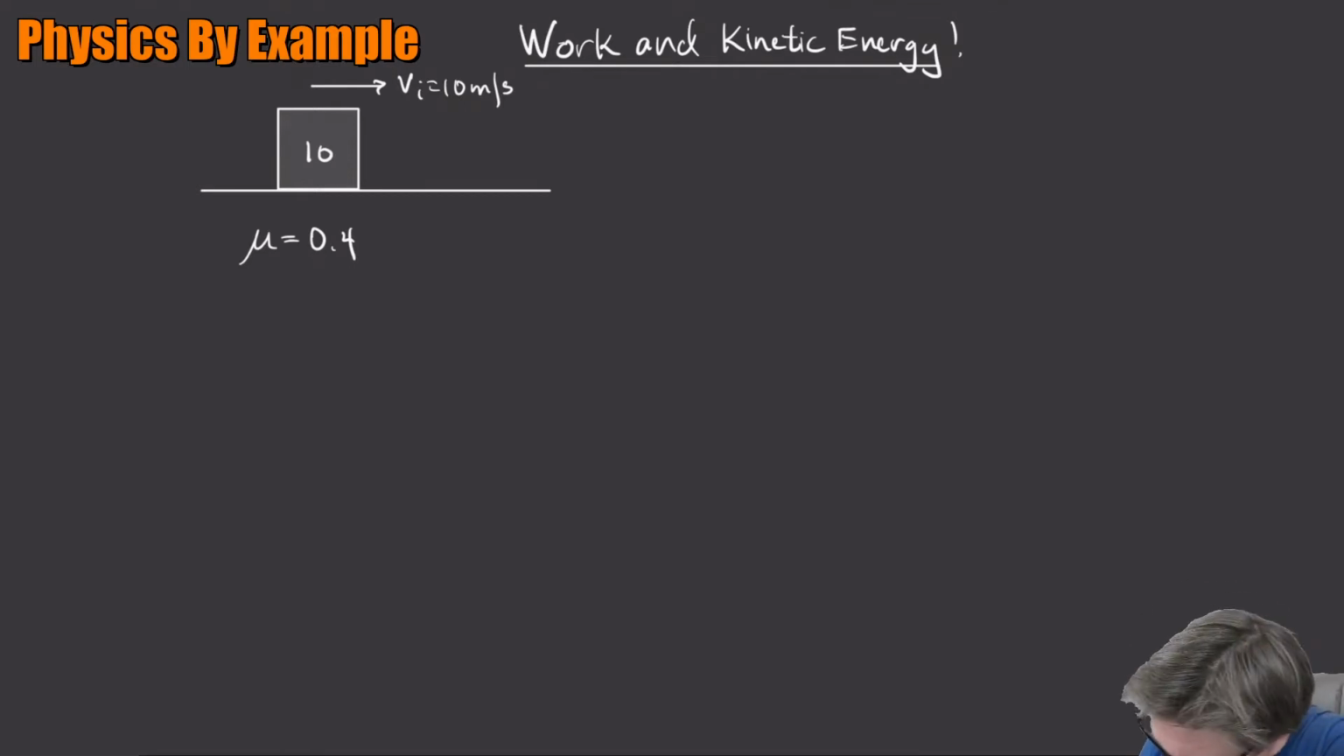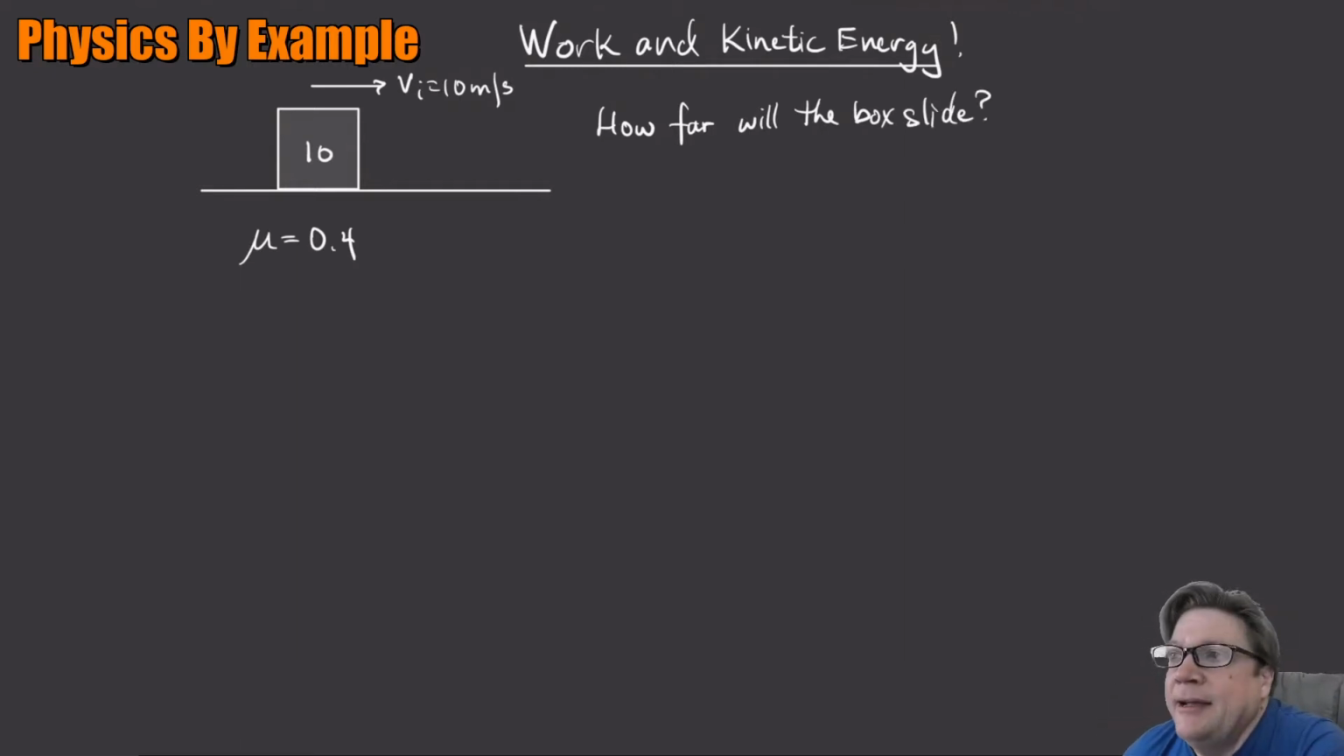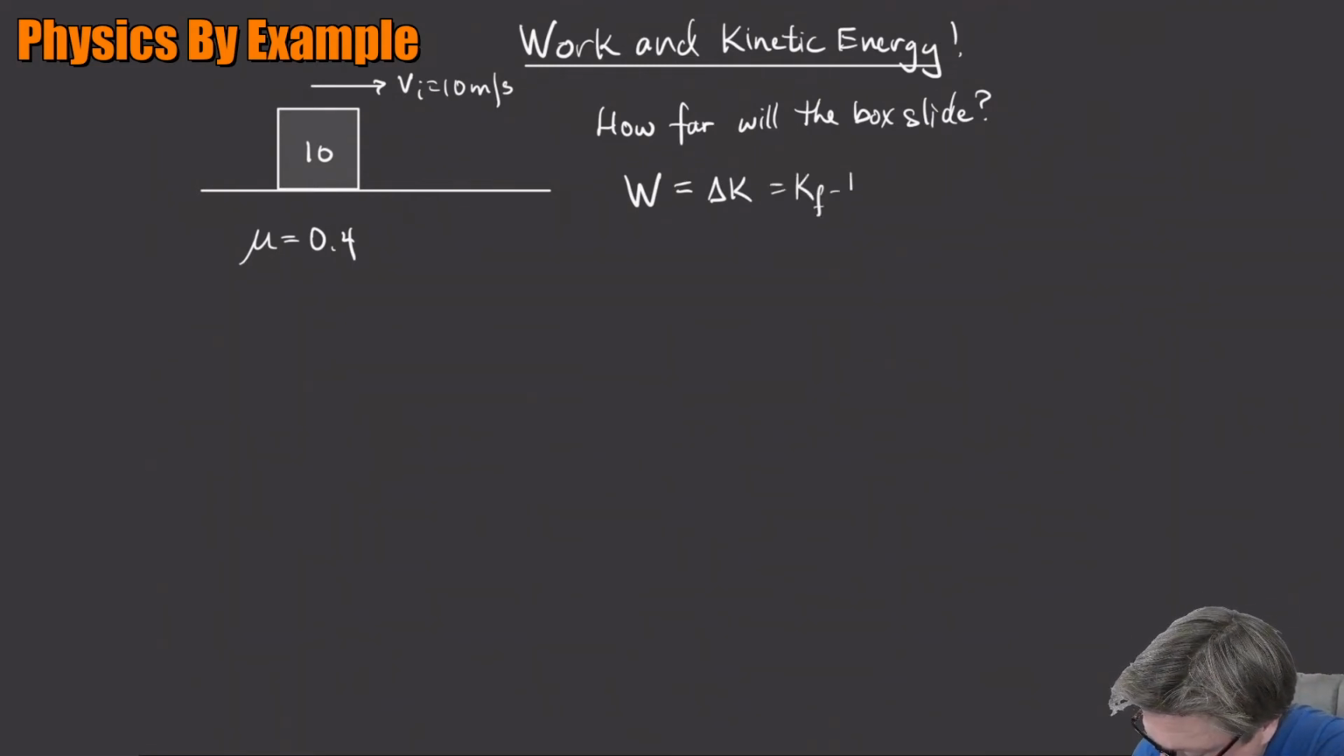And what you might want to know is how far will the box slide? Okay, and what do we know? Our fundamental relationship for this unit is that the work done in a system is going to be equal to the change in kinetic energy, right? So this is going to be K final minus K initial.